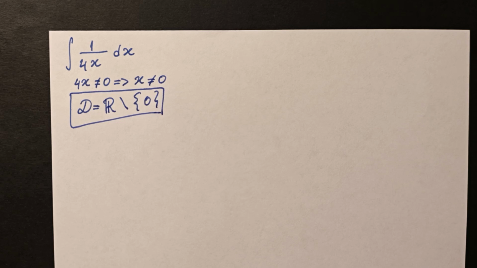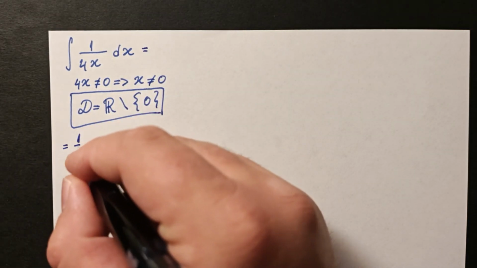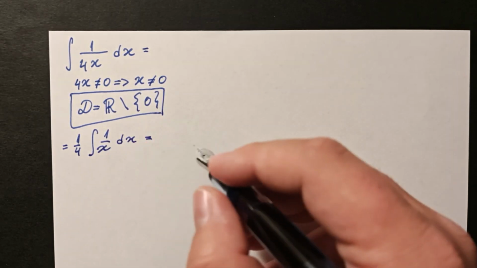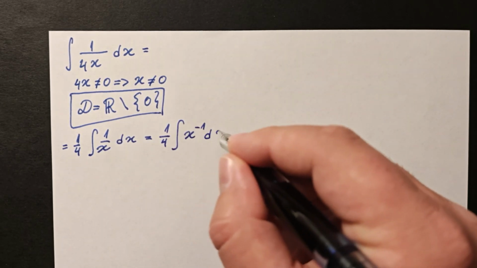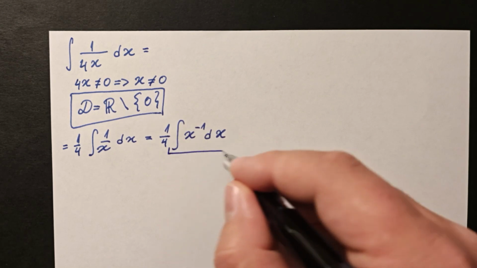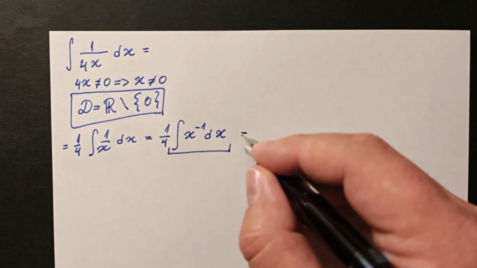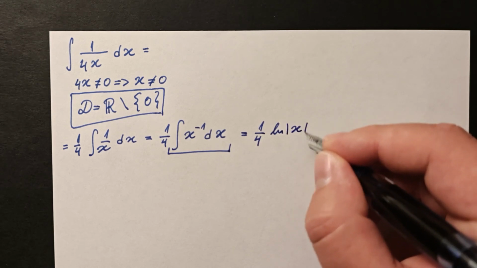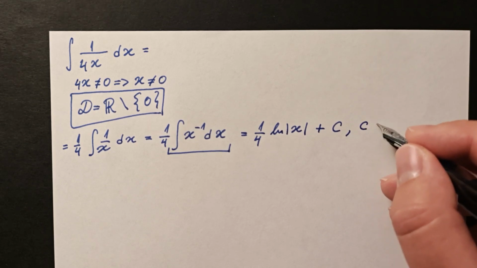We have this constant 1 over 4, and that can go in front of the sign of an integral. So this is 1 over 4 integral of 1 over x dx, and that can be transformed into 1 over 4 integral of x to the power negative 1 dx. This integral is easy to solve, and we already know what it is from the table of integrals. It is 1 over 4 ln of the absolute value of x, and finally plus that arbitrary constant c, which is a real number.